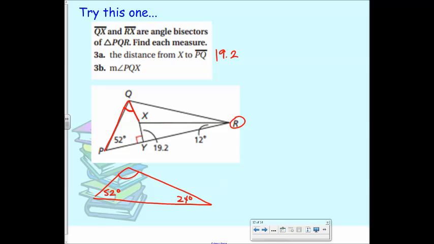All right, Tiara, what is that? 76. So it's 76, subtract from 180. 104. And then what are you going to have to do? Because this whole thing is 104. So then what would I have to do to figure out this one? Divide by 2, which would be, somebody just said it, 52. Thanks, Juan. Oh, so it's the same thing. Same exact thing. So that's PQX. PQX would be 52.